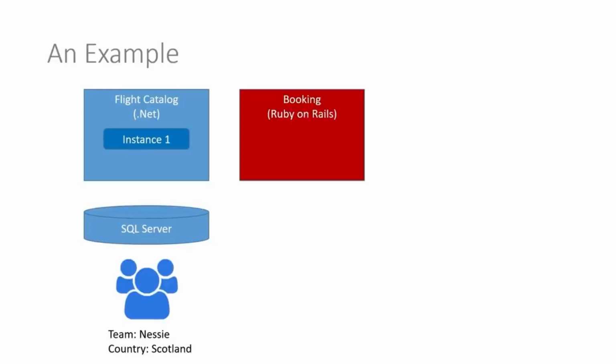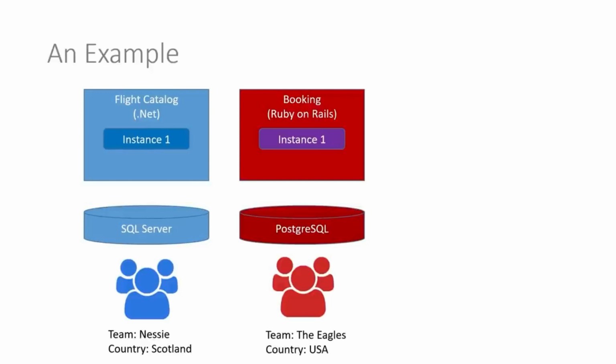We then have a second service. This is the booking service. So let's say, for example, it's built using Ruby on Rails. It has a different type of database, a PostgreSQL database. We have one running instance and it's built by a team in the USA.